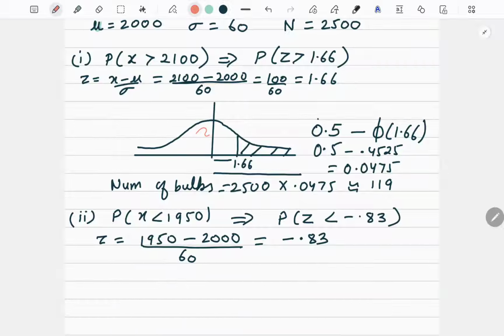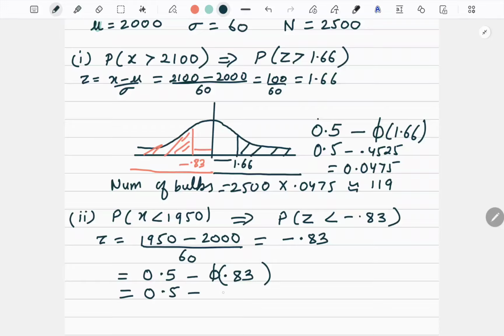So if this point is minus 0.83, I need to find out this. Correct? So how much is this? This whole portion minus this portion. So how much can I write it? This is equal to 0.5 minus phi of 0.83. So 0.5 minus phi of 0.83 is 0.2033.